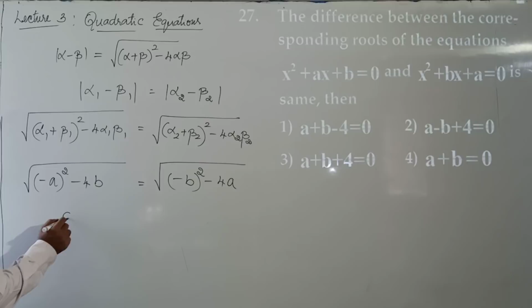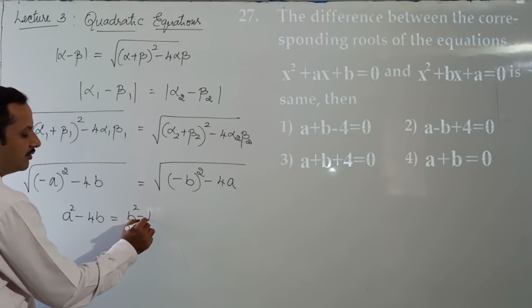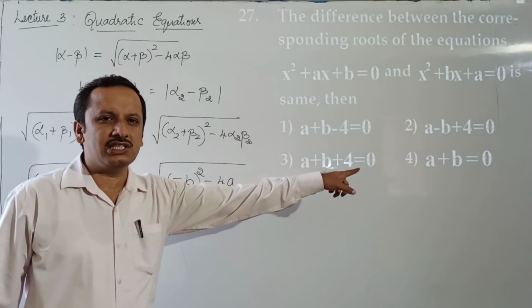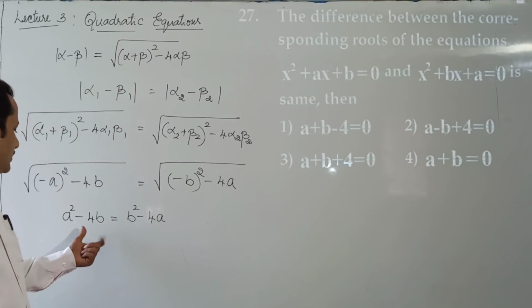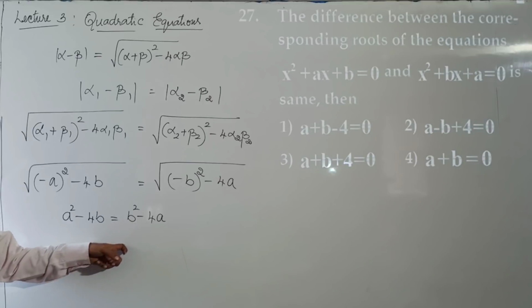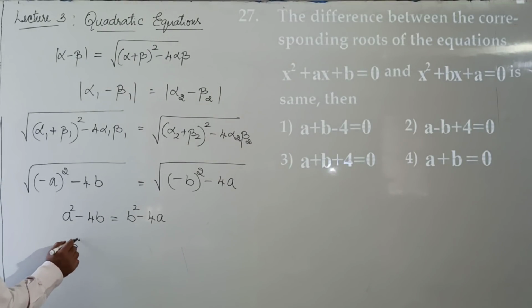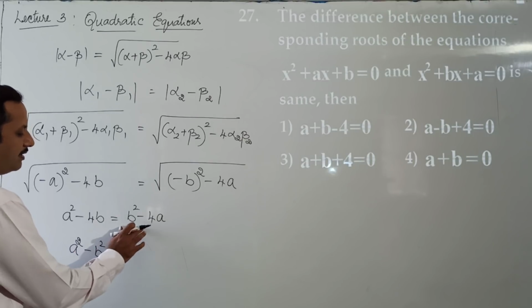I'll square this equation. Squaring this, you get a square minus 4b is equal to b square minus 4a. So here we want to establish a relation. Look at what we want. We want to find a relation between a and b. So now I will bring b square to LHS and take this minus 4b to RHS. So that will give you a square minus b square is equal to 4b minus 4a.